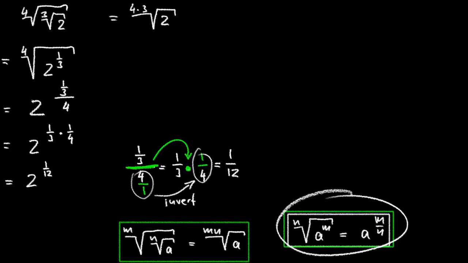If we want, we can write this also as a root. Feel free to pause the video and try it on your own by using the rule in reverse now. The top number of the fraction, which is 1 in our example, becomes the exponent of the number 2, and the 12 in the bottom of the fraction becomes the index of the root. 2 raised to the power of 1 is 2. And we get the 12th root of 2.